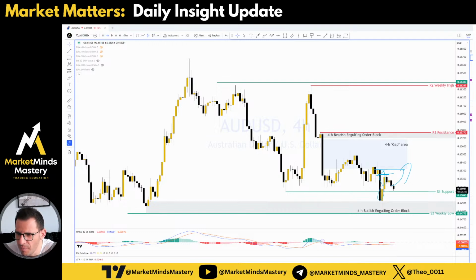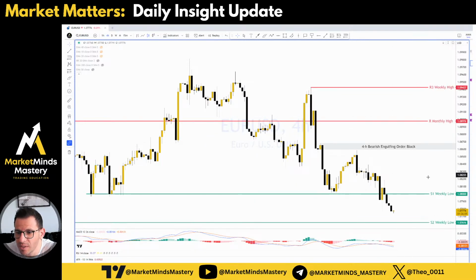So this is a bit of a messy market to trade. A clear one was yesterday on the Euro US dollar.